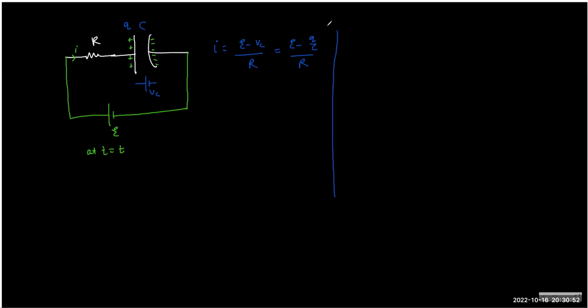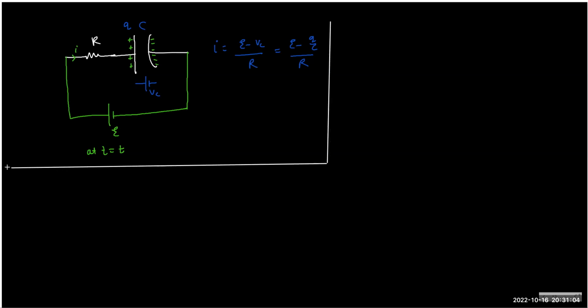Now, how long will the charging take place? That's the question. Will it happen forever, or will it stop after some time? What do you think? It eventually will stop, because if it continues, the charge on the plate will grow. But if the charge grows, then Q by C will grow. Yes or no? Directly proportional.